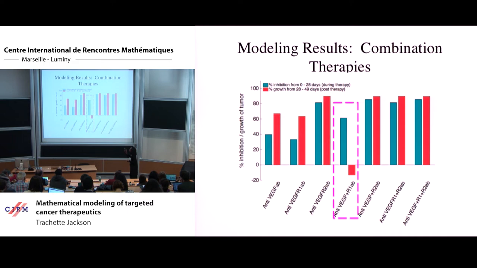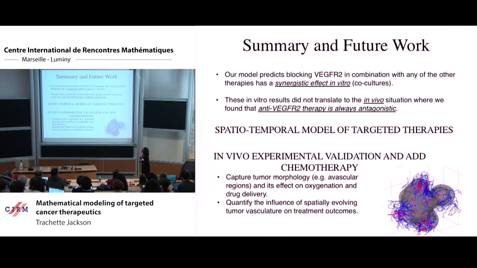So the blue shows what's going on during the treatment phase, and the red shows what's going on after the treatment has ended, and there's only one case where we get high inhibition during treatment and low growth after treatment. And that is that combination, that synergistic combination of blocking receptors on tumor cells and sequestering the drug at the same time. All the others were sort of antagonistic in that they did not generate those kind of inhibitory effects in both cases. So that's the first example coming from angiogenesis.